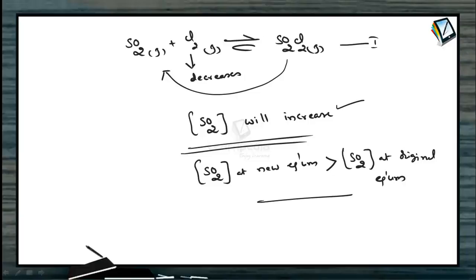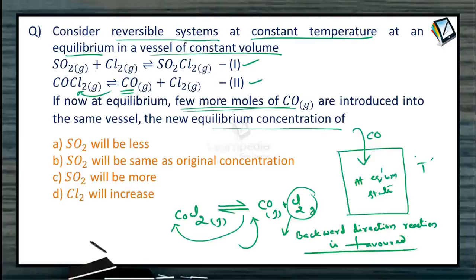Now, let us see the various options given and choose the correct answer. SO2 will become less is wrong. SO2 will be same as original concentration? No, it's getting disturbed. SO2 will become more. So therefore, the concentration of SO2 will be more than what it was at original equilibrium. And what about the chlorine? Because of the disturbance in chlorine only, SO2 is becoming more. So thereby, the answer D is wrong and C is right.